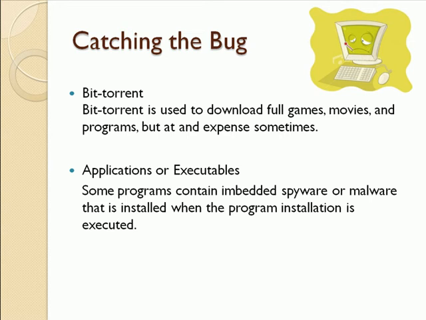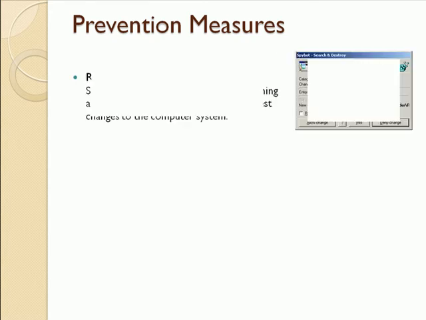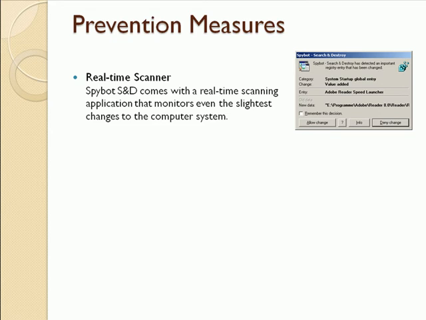Now we're going to talk about methods of prevention. There are several different methods of prevention that are free and available on the internet for anyone to access. The first one is a real-time scanner. Spybot Search and Destroy comes with a real-time scanner application that monitors every change to the computer system and gives you the option of allowing and denying this change.